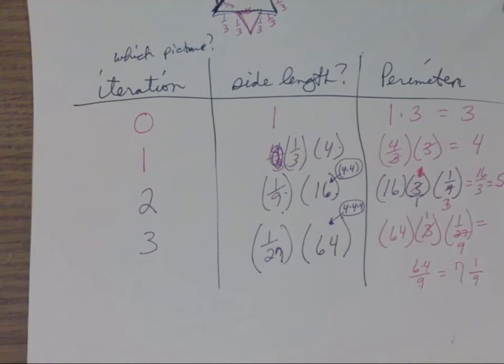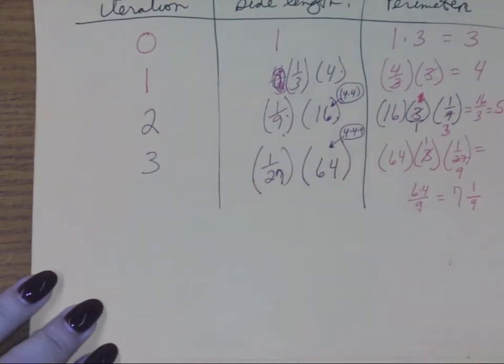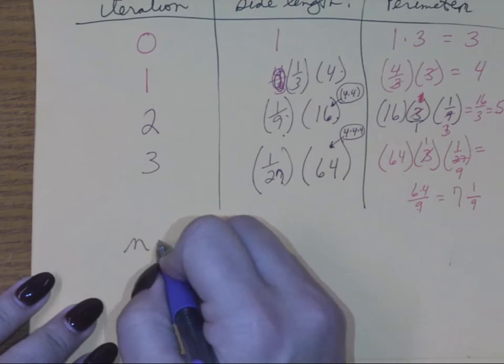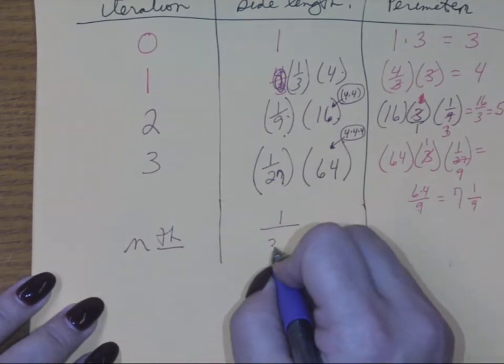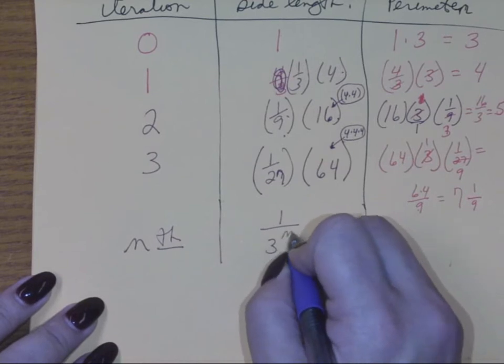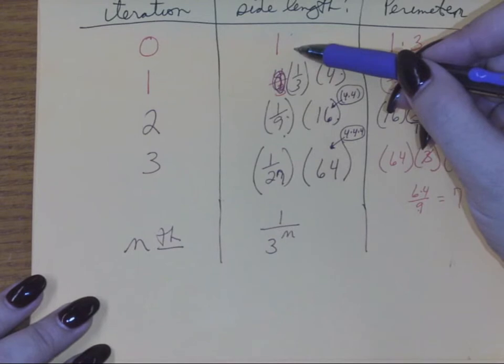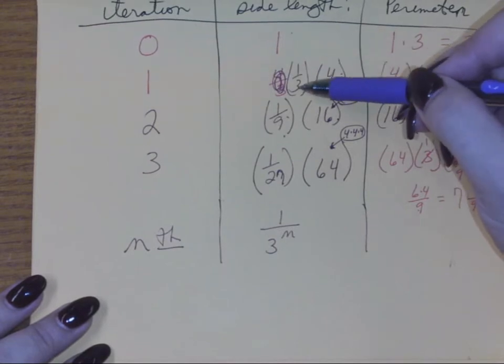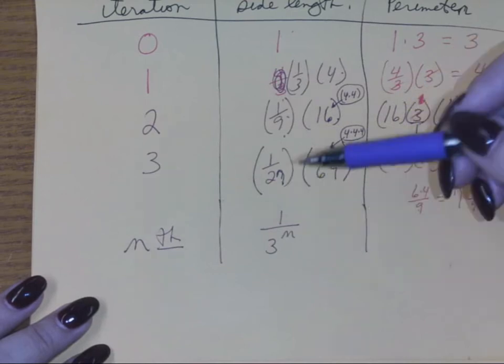Okay, so I feel like I see a bit of a pattern. If you did it again, you'd have 1 over 81, and you'd multiply by 4 again. So something weird's coming in here. I think that in the nth iteration, this would be 1 over 3 to the n. Let's see about that. 1 over 3 to the 0 is just 1. 1 over 3 to the first is 1/3. 1 over 3 squared. 1 over 3 to the third. Yep, that's what's going on.